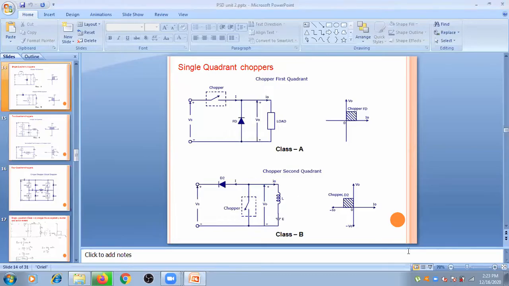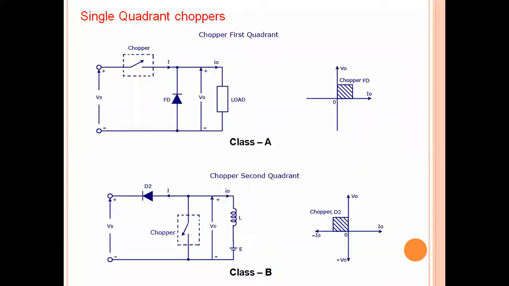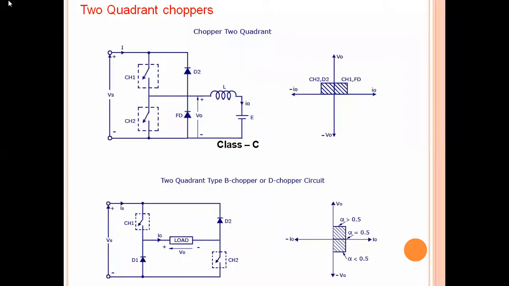If we want to operate the motors in two quadrant mode, we use Class C and Class D. You can see here Class C and this is Class D. So these two are the chopper circuits which will operate the load or the motor, any motor, in two quadrants. Class C operates in first and second quadrant. Class D operates in first and fourth quadrant. So these two chopper circuits are two quadrant chopper circuits.